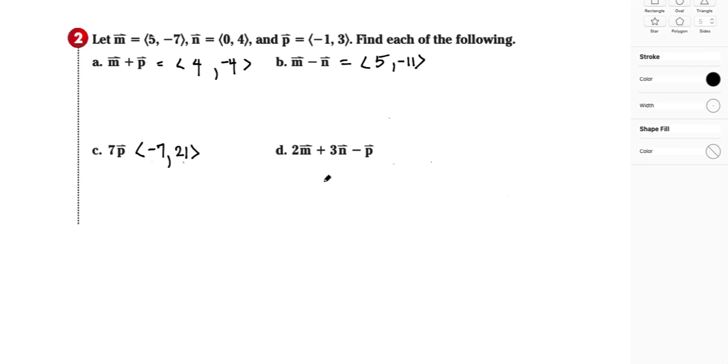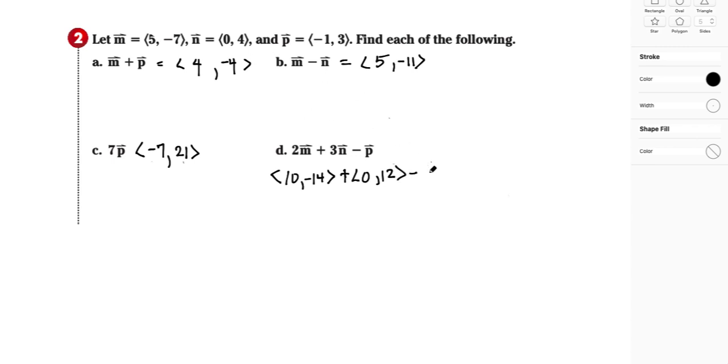Finally, we've got a couple of things to do here, but not too hard for us. We can handle it. So we're going to multiply 2 times this vector, and we get 10 and -14. That's 2 times the vector m, plus 3 times the vector n, which is going to be 0. 3 times 0 is 0, and then 3 times 4 is 12.